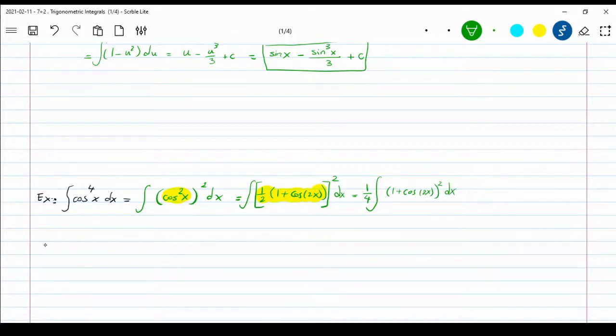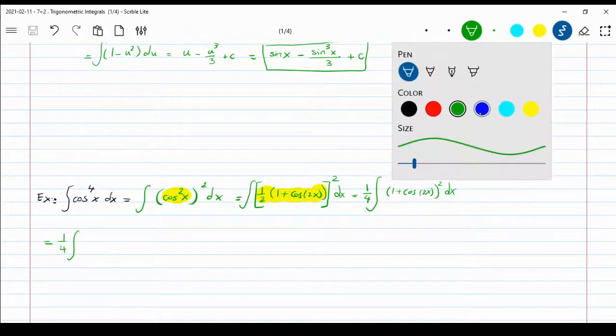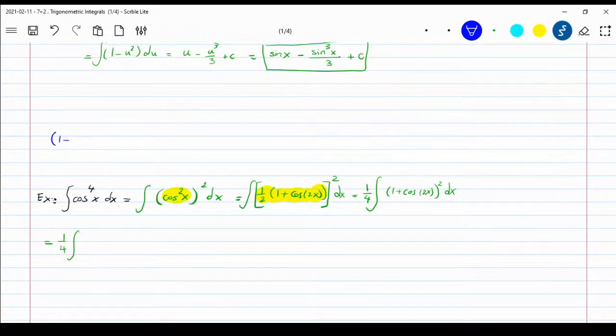And I will continue simplifying this. I'll write it as 1/4. The integral of 1 plus cosine 2x squared is basically, you write it twice multiplied by itself. So I can do that up here, just to make sure everyone follows. I'm going to write it here. 1 plus cosine 2x squared would be 1 plus cosine 2x multiplied by 1 plus cosine 2x, and then you distribute. This times that, and so on.